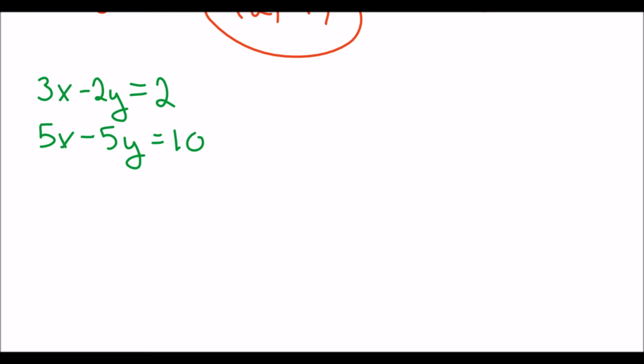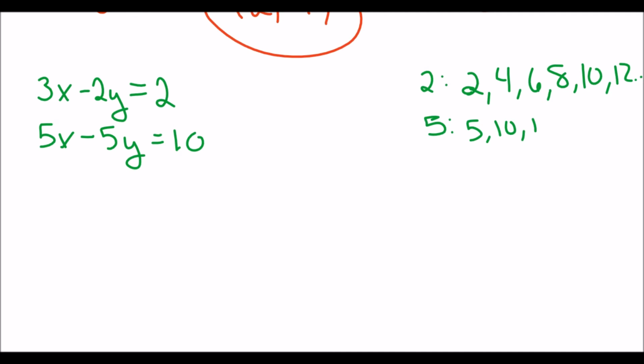And if I look at 2, let's look at the multiples of 2. So for multiples of 2, I have obviously 2, I have 4, 6, 8, 10, 12, and so on. And for multiples of 5, I have 5, 10, 15, and so on. And looky there, we have a multiple of 10 there, and we have a multiple of 10 there. So let's turn all the y's into 10.